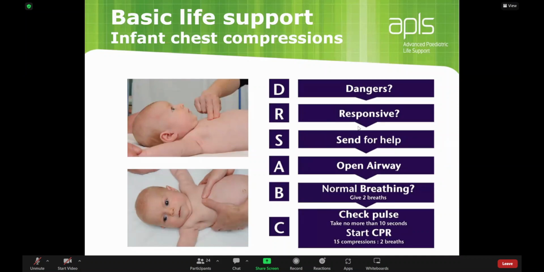If you are the sole person looking after the child or giving basic life support, then you can use the two finger technique. And if you have another helper available to give rescue breaths, then you can use the encircling method to deliver chest compressions.